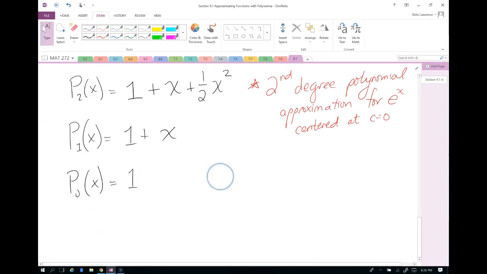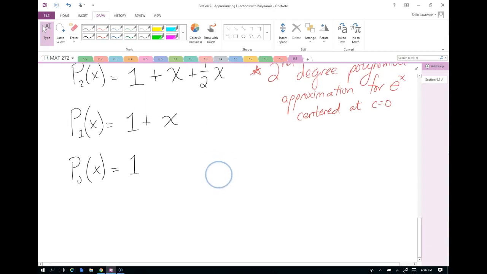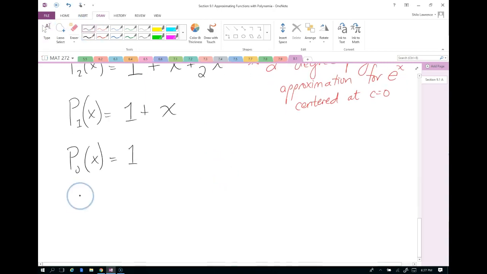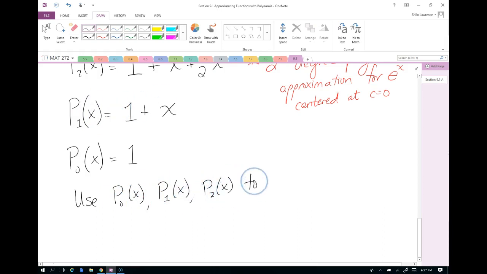Now let's use these, and we're going to do all 3 of them, to approximate e, and we need to do something fairly close to the center, otherwise it's not going to be a good approximation. So I'm going to say e to the 0.1. So that's pretty close to 0.